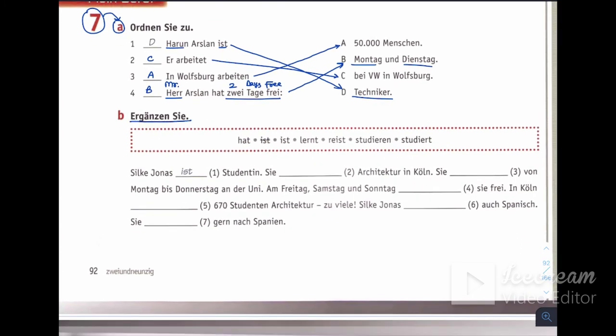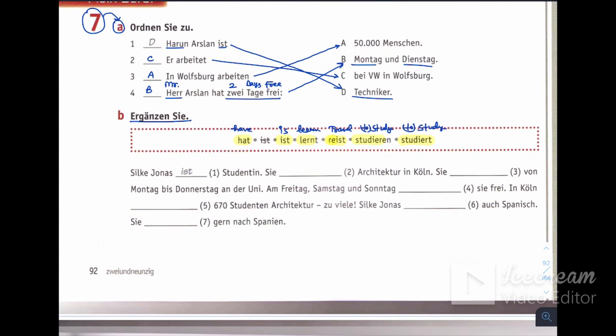Okay, we need to fill it from the options: haben, ist, lernt, reist, schreiben and studiert. First, I'm going to tell you the meaning. Hat means have, ist means is, lernt means to learn, reisen means to travel, studiert means to study, and here also studiert means to study.